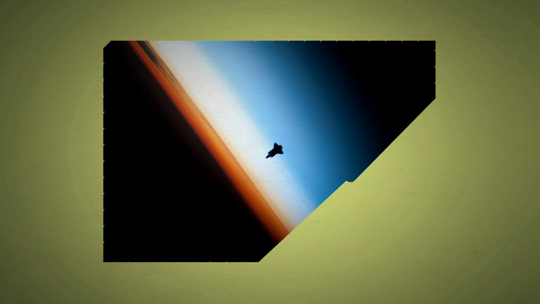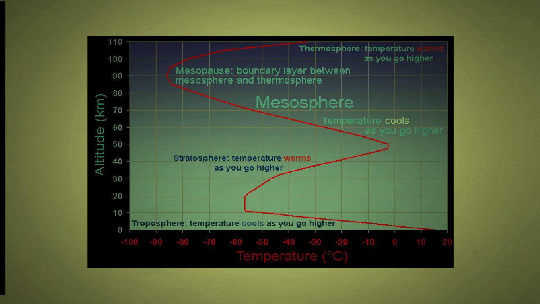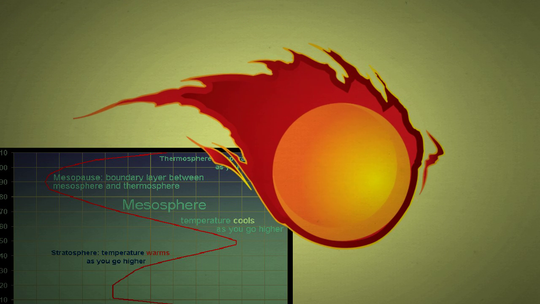In the Earth's mesosphere, the air masses are relatively mixed together and the temperature decreases with altitude. Atmospheric temperatures reach the lowest average value of around negative 90 degrees Celsius in the mesosphere. That is negative 130 degrees Fahrenheit. This is also the layer in which a lot of meteors burn up while entering the Earth's atmosphere.